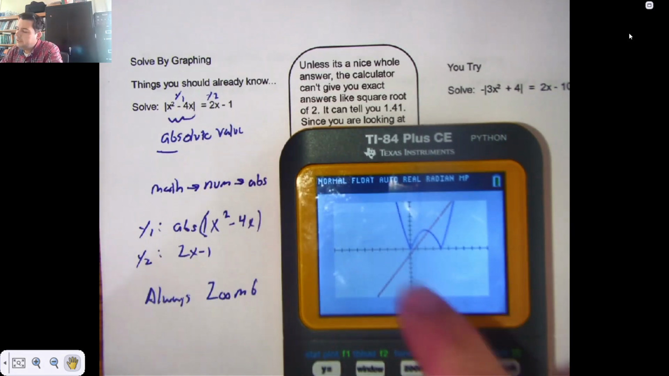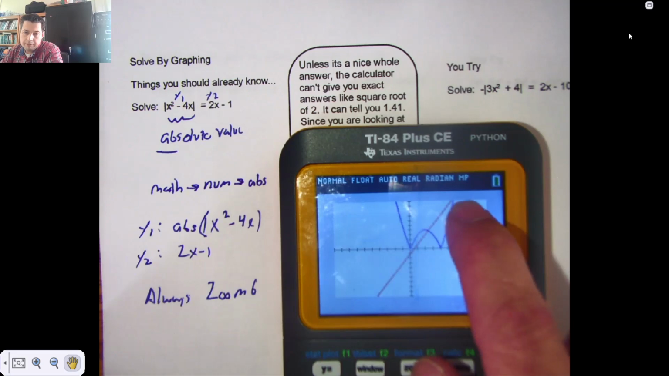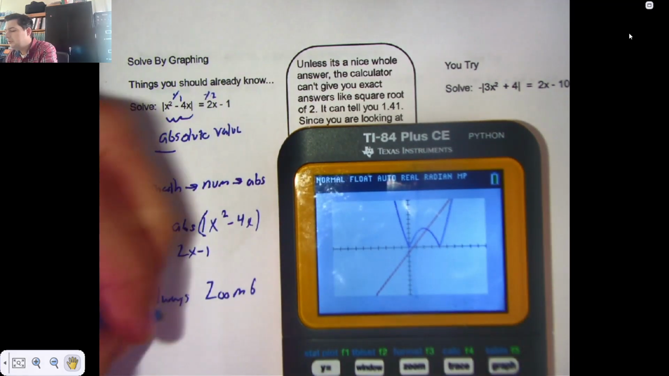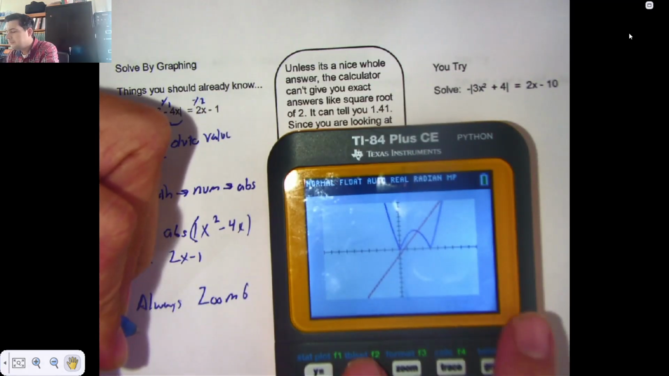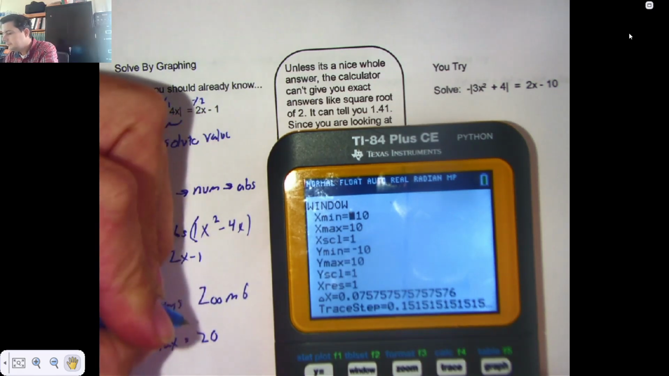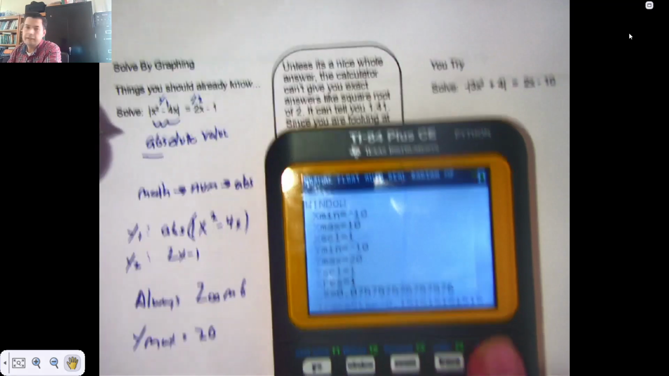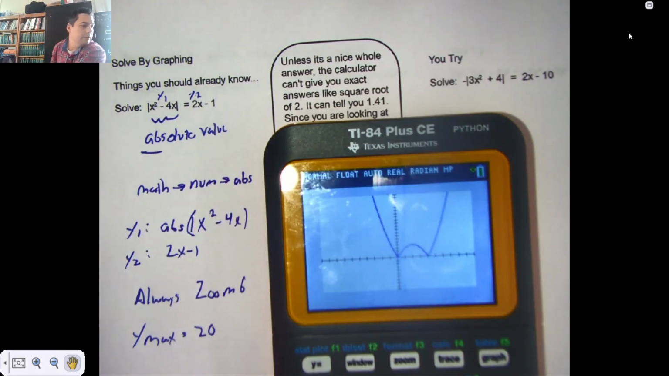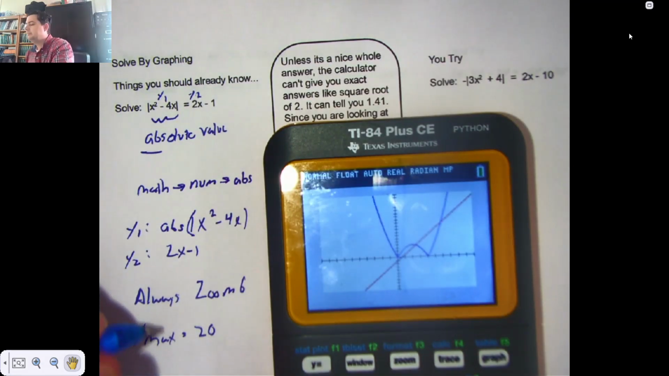And you can tell you're going to have to play with your window. You're going to have to look up a little bit to see this intersection right here. So I'm going to adjust my Y max. I'm going to set it to 20. That ought to do the job. And then I should see both intersections. And that's the goal. All right.